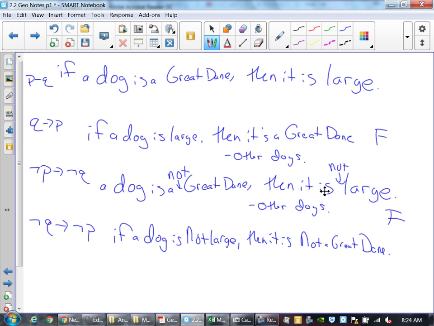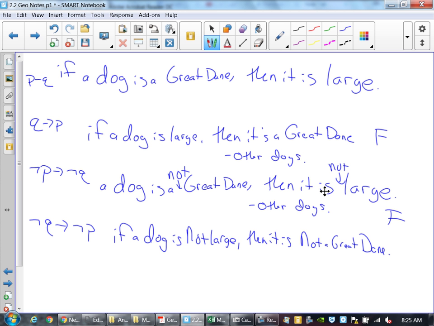Now, there's a level of ambiguity when you come to certain parts like this, and you have to take it with a bit of a grain of salt. What they're talking about here, if it's not a large dog, then it's probably not a Great Dane. And that's why I would say that would be a true statement. Yes, I know that you can have smaller Great Danes. It could be a Great Dane pup. But we're talking about adult dogs.